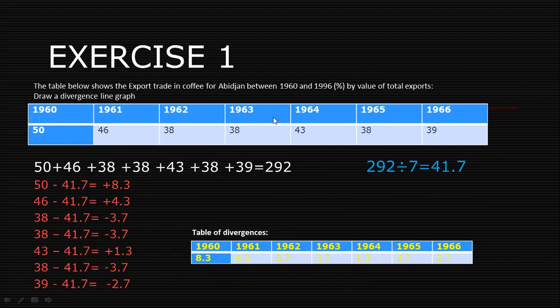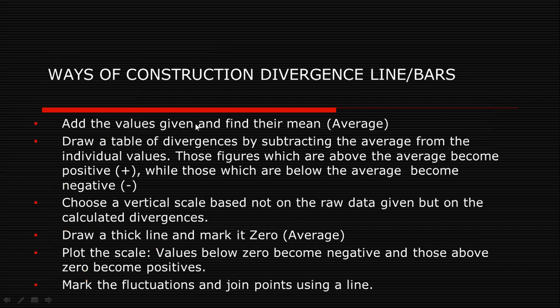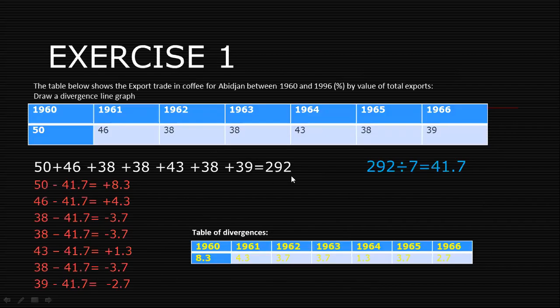We are saying you get this data here and add it. That's why I've added 50 plus 46 plus 38 plus 38 plus 43 plus 38 plus 39, which gives us what? A total. That is the first step: add the values given and find the mean.